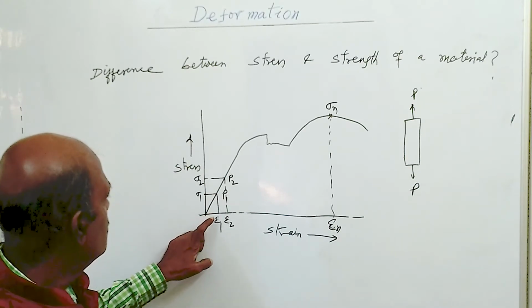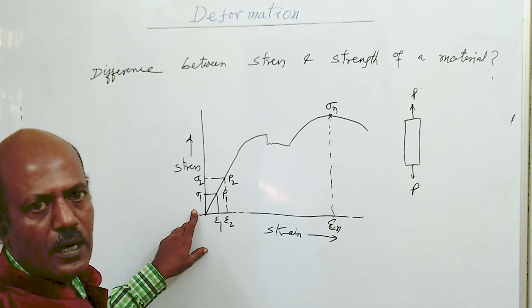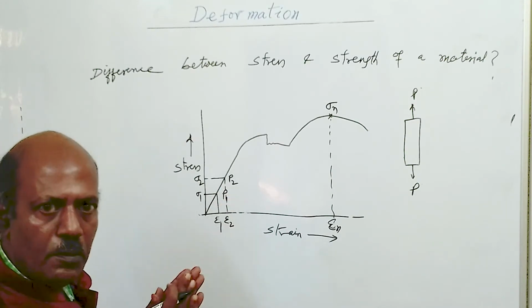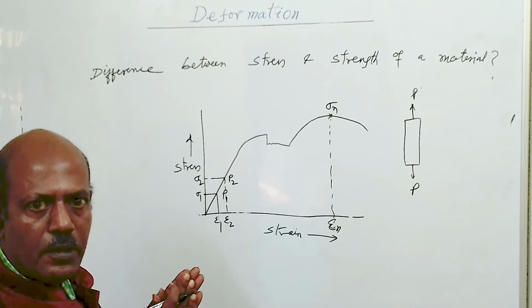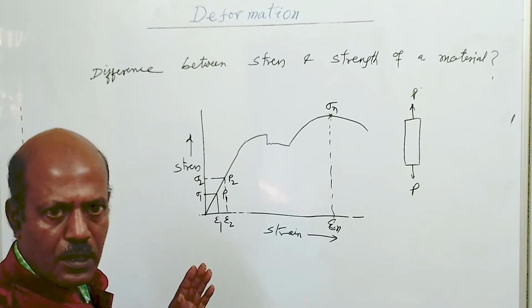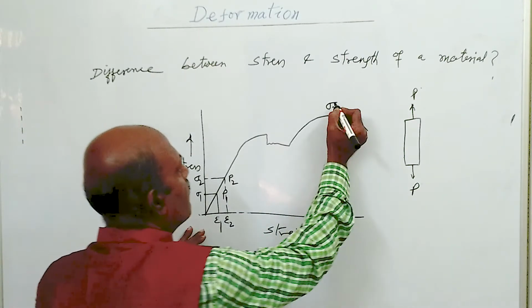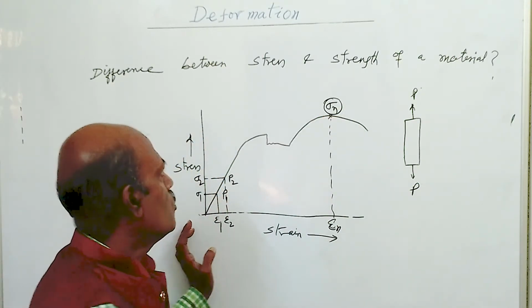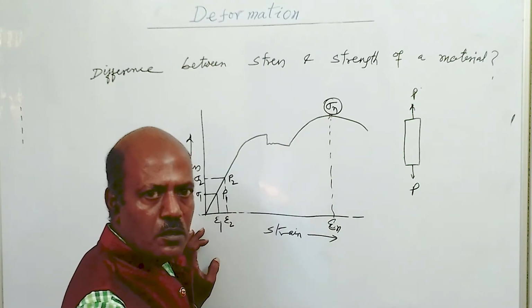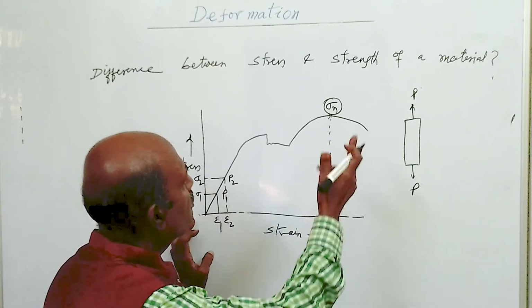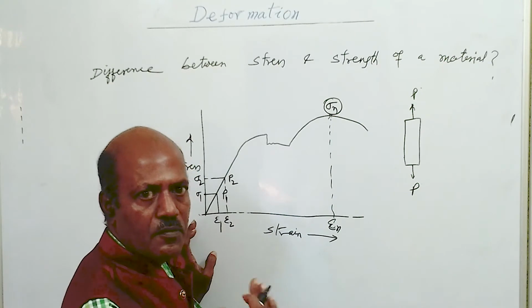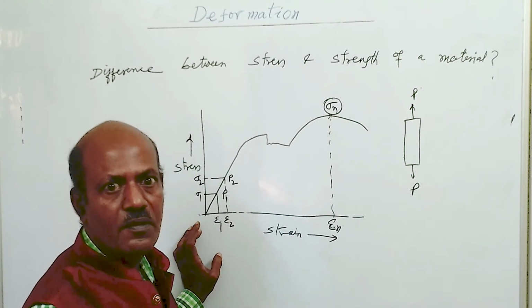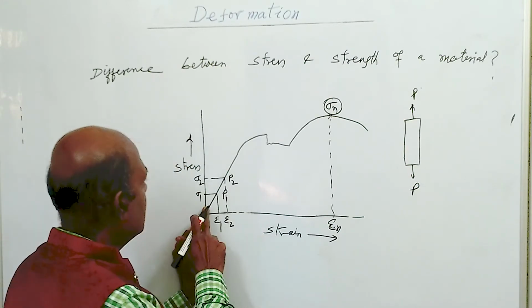So the stress developed in a bar depends on the P value. P can vary from a minimum value to some maximum value. The maximum value will occur here, where the body will fail. This point is called the strength of the body or strength of the material, that is the maximum resistance a body can offer before failure.